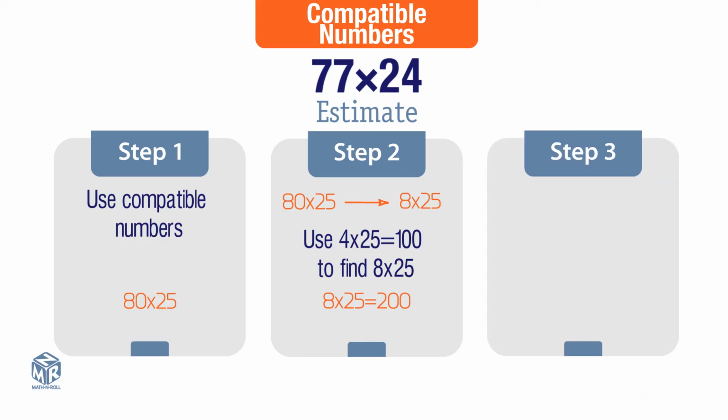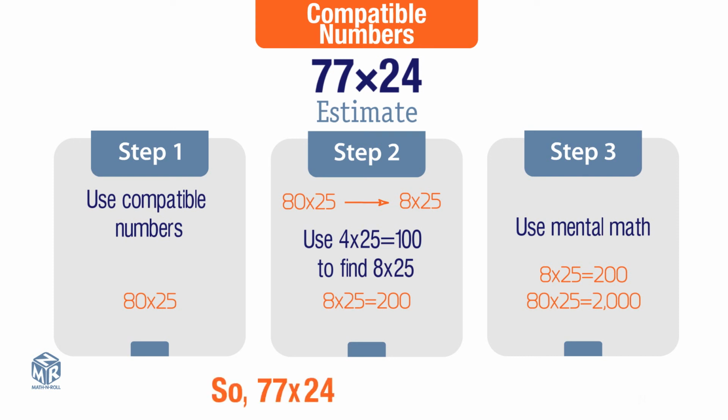Step 3. Use mental math. To find 80 times 25, we take 8 times 25 and we add a 0. So 80 times 25 equals 2,000. 77 times 24 is about 2,000.